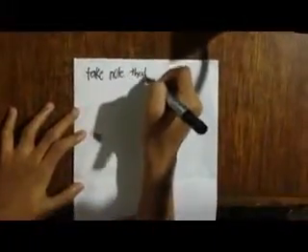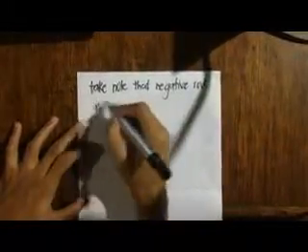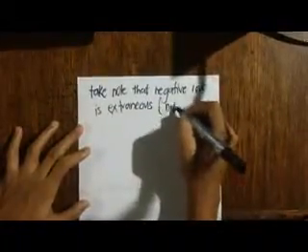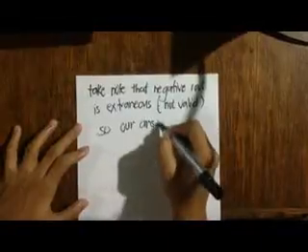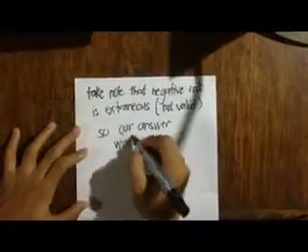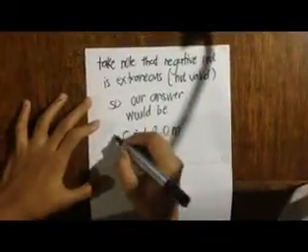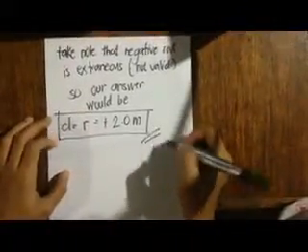But take note that the negative root is extraneous or not valid. So our answer would be positive 2 meters is equal to R is equal to D. This will be our final answer.